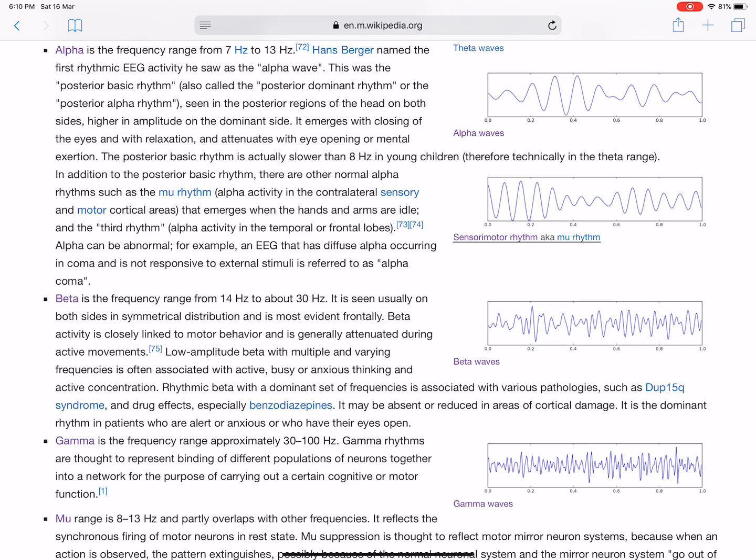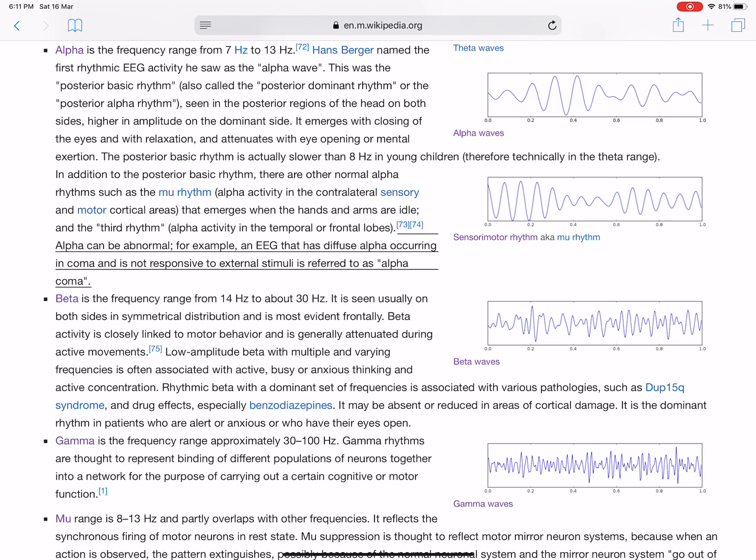In addition to the posterior basic rhythm, there are other normal alpha rhythms such as the mu rhythm, alpha activity in the contralateral sensory and motor cortical areas that emerges when the hands and arms are idle, and the third rhythm, alpha activity in the temporal or frontal lobes. Alpha can be abnormal. For example, an EEG that has diffuse alpha occurring in coma and is not responsive to external stimuli is referred to as alpha coma.